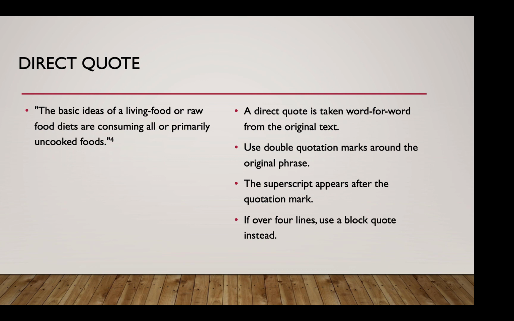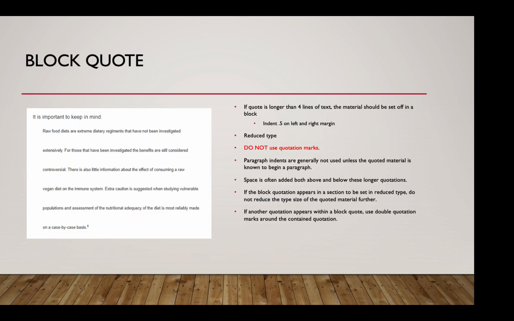So if your quote goes over 4 lines on your paper, it has to be broken down into a block quote. So here's what a block quote looks like. You indent on the left and the right side by 0.5. You reduce the type. So for instance, if you're writing in Times New Roman 12, you would reduce this down to Times New Roman 10. You write whatever you're quoting, but you do not use the quotation marks. The block quote takes the place of the quotation marks.